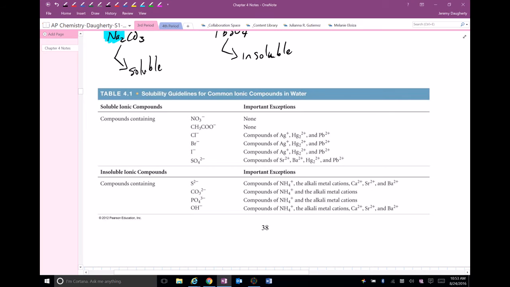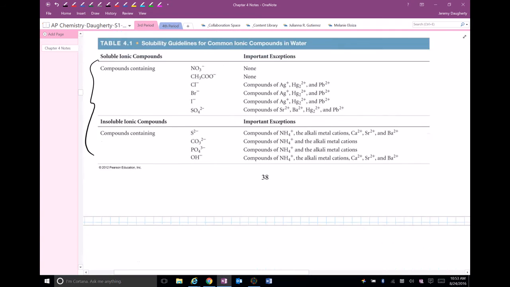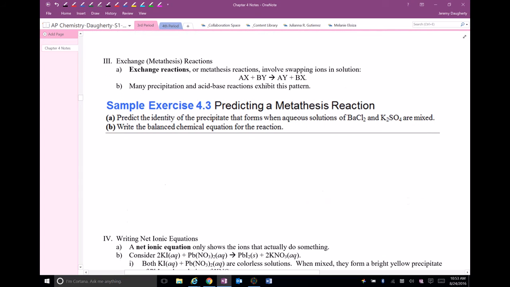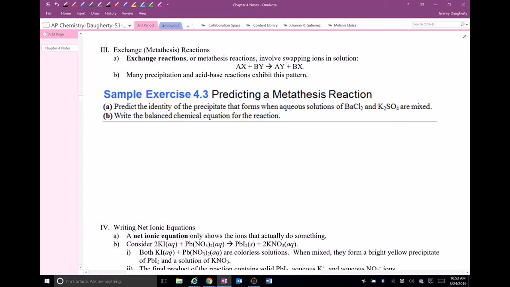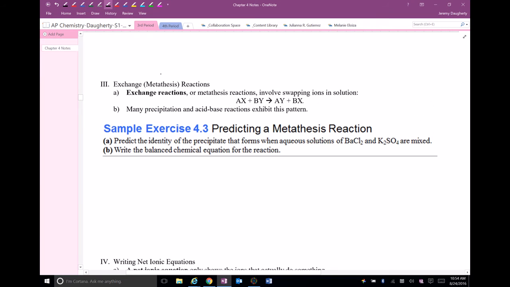So don't worry about memorizing this. We don't do that anymore. If you want to, go ahead. But I think you're almost always given a solubility chart, even in college, at least your first year. Exchange, that's the other one. So let's do some practice of these double replacement reactions.